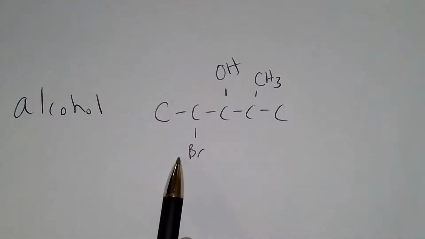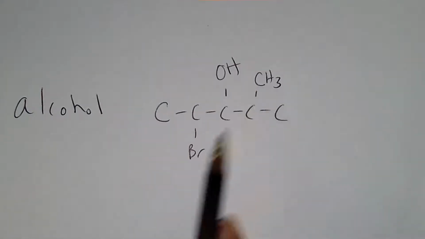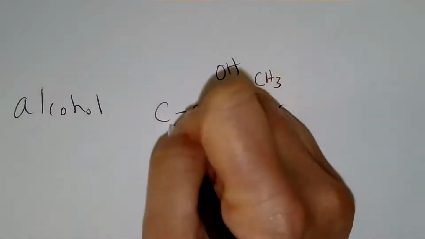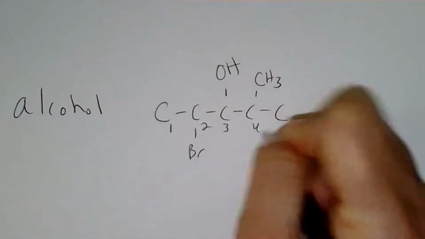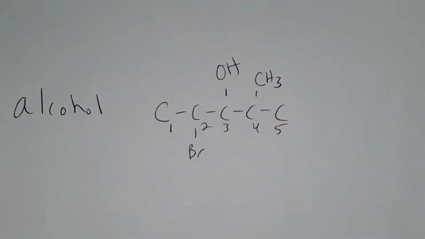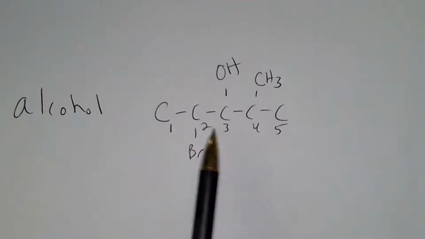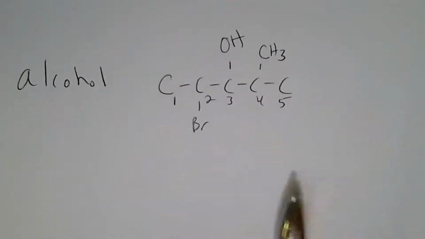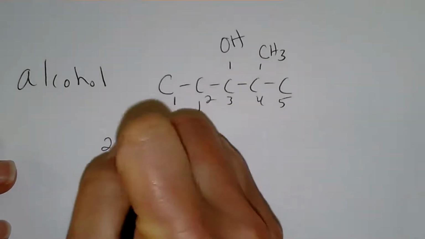So since bromo is going to come before the methyl group here, I'm going to start on the left-hand side because my functional group is right in the middle. So I'm going to do 1, 2, 3, 4, 5 there. It's going to be how I number that alcohol. Okay. So I have a bromo group off of the second and then a methyl group. So bromo is going to come first. So I'm going to call it a 2-bromo.